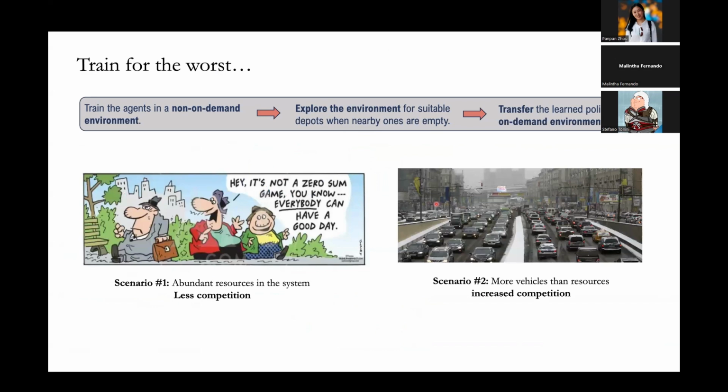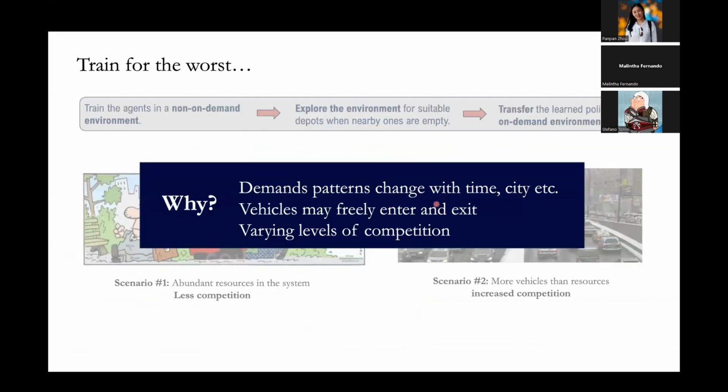For the training, we use a specific learning scheme. Basically, we train these policies in a non-on-demand environment, which means the payloads have only been populated once. Then we train the system on this environment and do a zero-shot transfer to the on-demand environment. The main problem was that demand patterns can change with time and city. Also, you may start with an environment where you have abundant payloads to deliver, but as you deliver them, your system becomes increasingly competitive. So you start with a generous sum game, and then you get closer to a zero-sum game. Your policies should be able to tackle both of these problems.